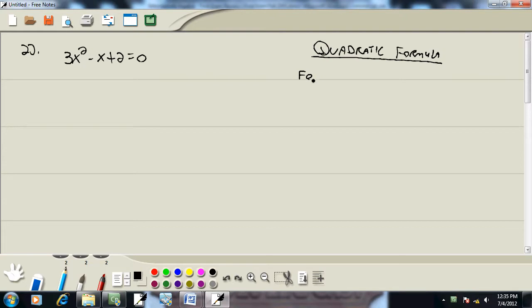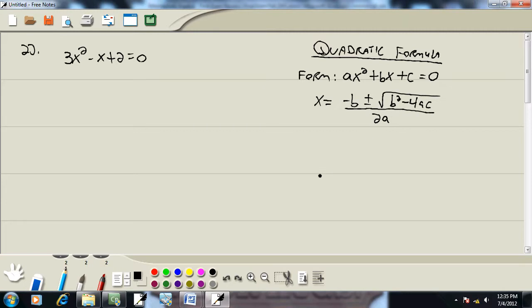When you have something of the form ax squared plus bx plus c equals 0, now you have to have 0 on one side. You can't use the quadratic formula if you don't have 0 on one side. And a, b, and c are some kind of numbers, whatever they might be. Then you can plug it into this formula right here. Negative b plus or minus square root of b squared minus 4ac all over 2a.